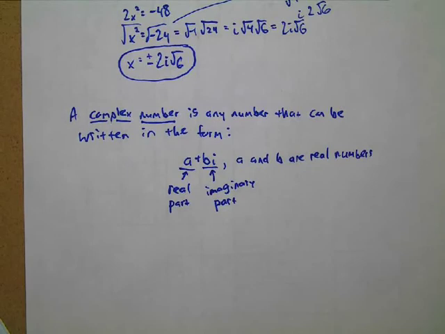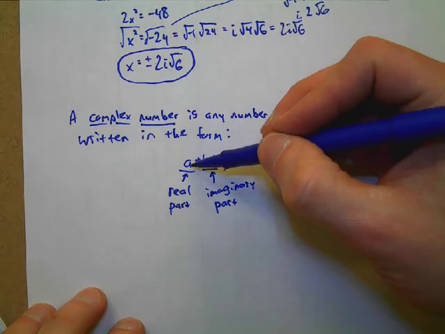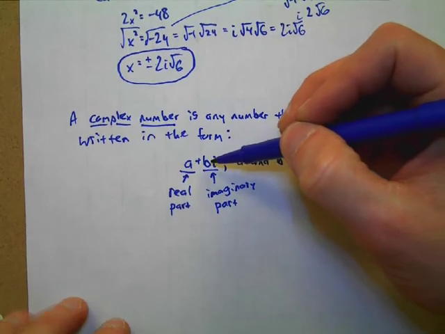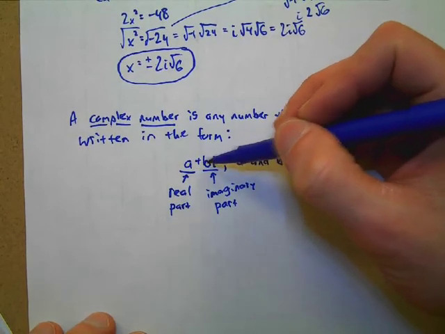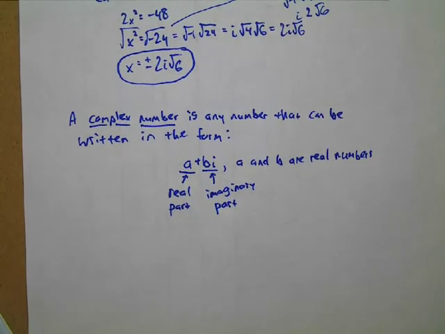So the number 3 is a complex number. It's when the A value is 3 and the B value would be 0, because it doesn't have any imaginary part there. So A is 3, B is 0, and that means it's a complex number as well. 3 is a complex number.